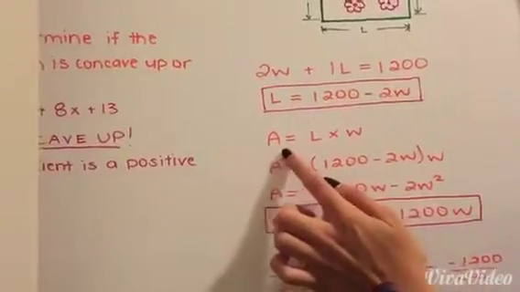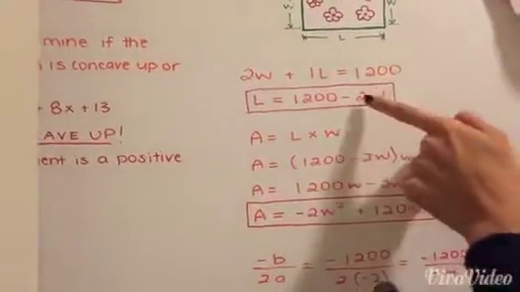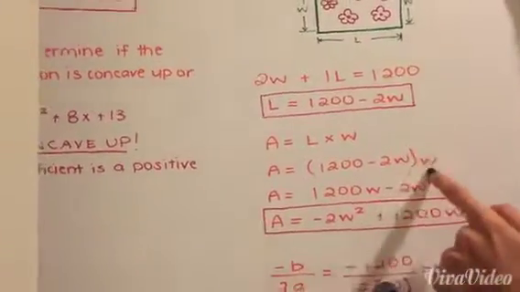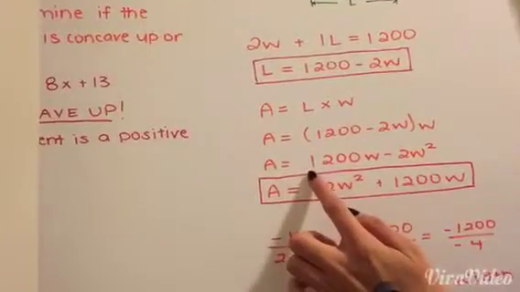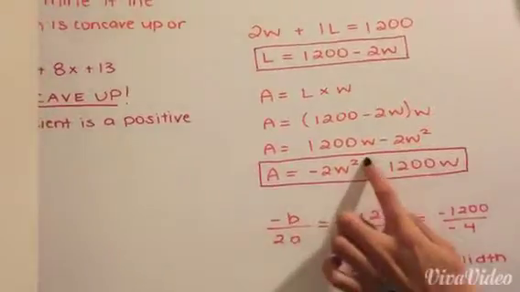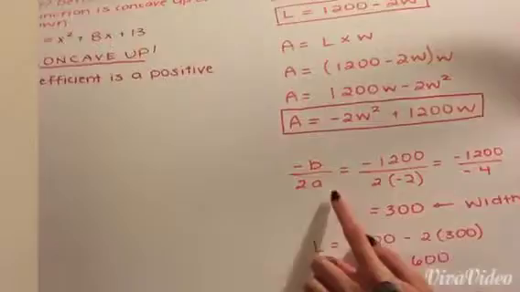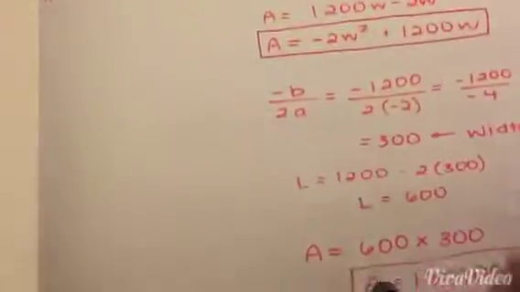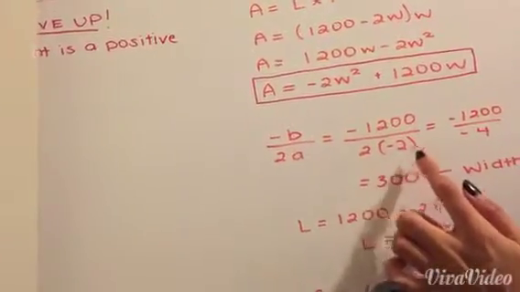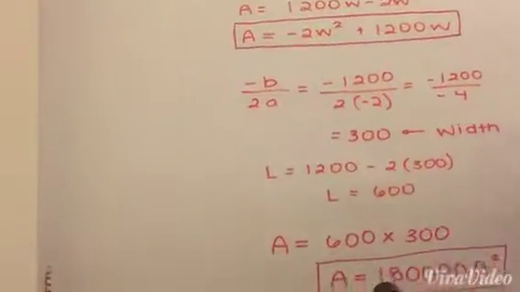Afterwards, I move on to the area, which equals length times width. I plug in for L, which is 1,200 minus 2w, times w. So it would be 1,200w minus 2w squared, which gives A = -2w^2 + 1,200w. Now I use the vertex formula, which is -b over 2a, where b is 1,200 and a is -2. After I did the calculations, the width was 300.